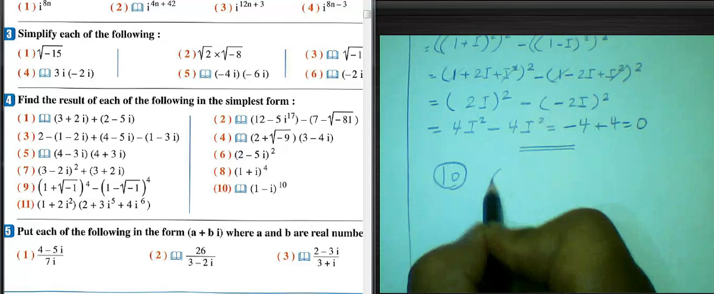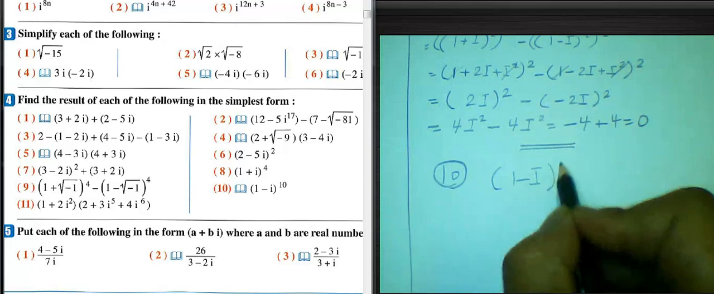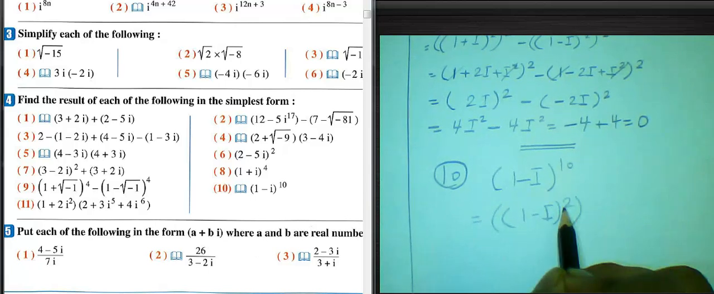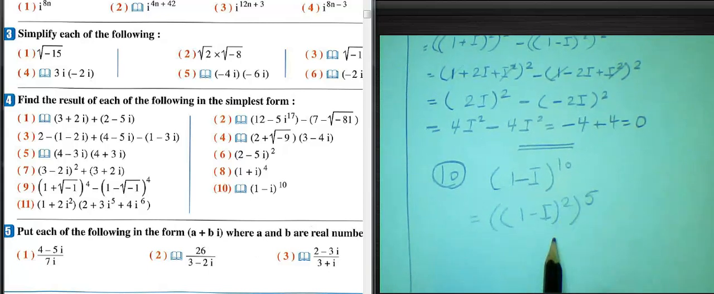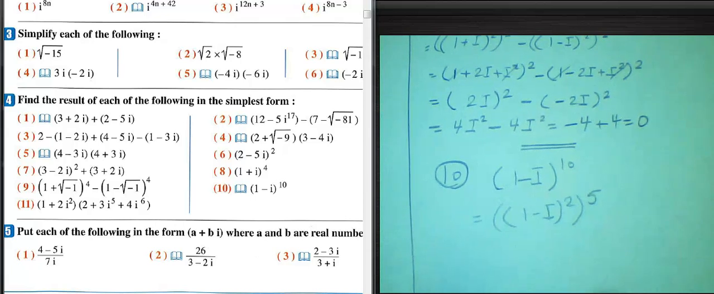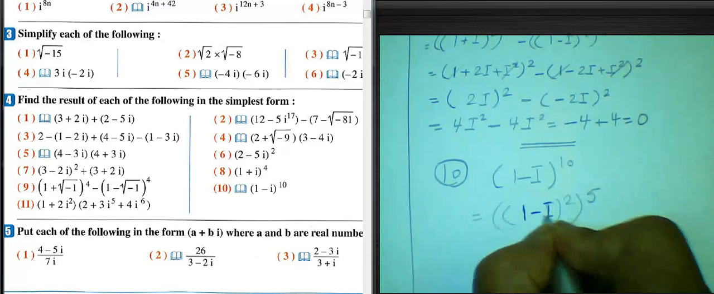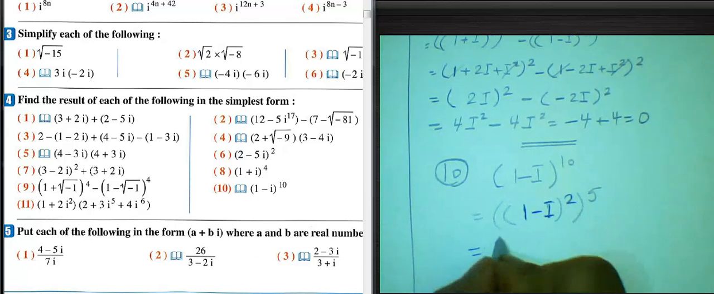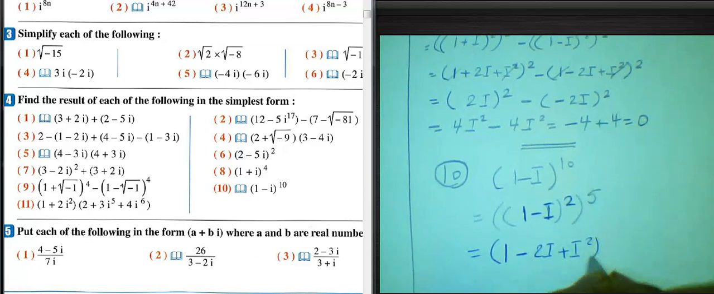Question 10. 1 minus i in parentheses to power 10. First, we will write 2, all to power 5, because 10 equals 2 times 5. So we can find the result. Here 1 subtract i to power 2. It's clear? It's okay. Okay, 1 power 2 equals 1, subtract 2i plus i power 2, to power 5.